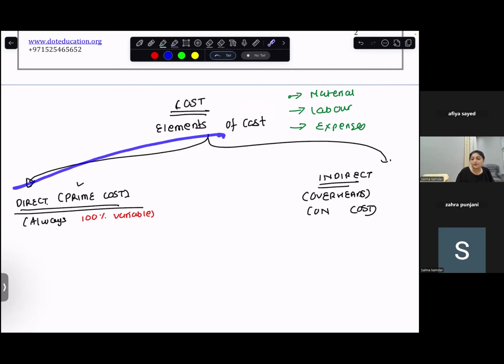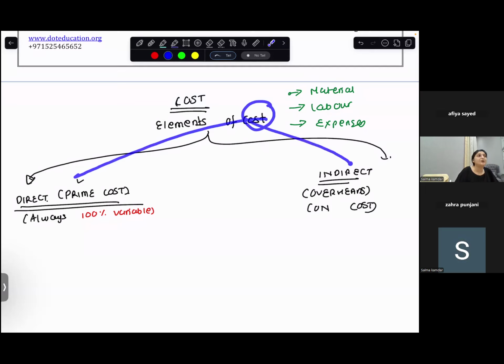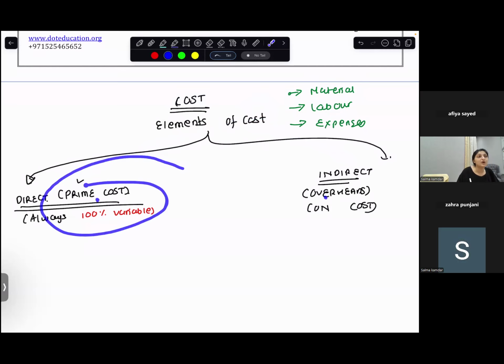Cost is divided into two parts, direct and indirect. So when I am talking about elements of cost, it will be material, labor, and expenses. These are the three elements of cost. Cost is divided into two parts: direct and indirect. Direct cost is also called prime cost. Indirect cost is also called overheads, or on cost.